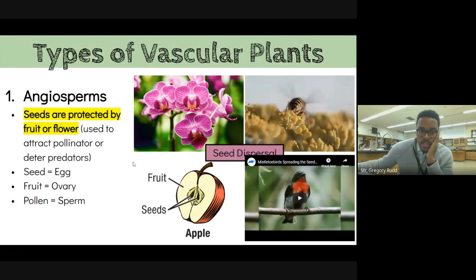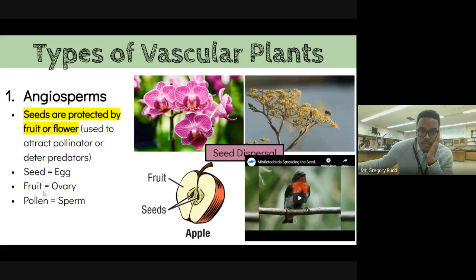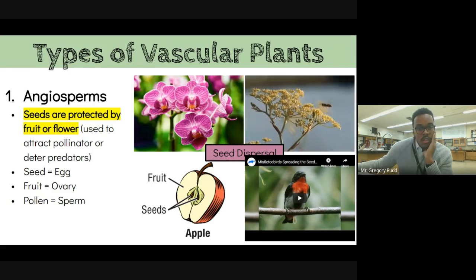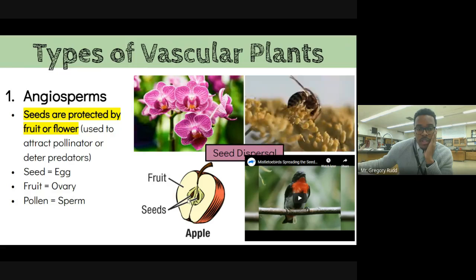If we compare these vascular plants to mammals, the seed is like the egg, right? So female mammals produce eggs, and those eggs are waiting to be fertilized. The fruit is like the ovary. So the ovary is where the eggs are stored, and the ovary provides the eggs with the nutrients and the oxygen that they need in order to survive. And then also the pollen would be like the sperm. The pollen is there to fertilize the egg. So this is why many fruits are quite tasty and quite sugary, because those sugars are there to provide nutrients to the seeds.